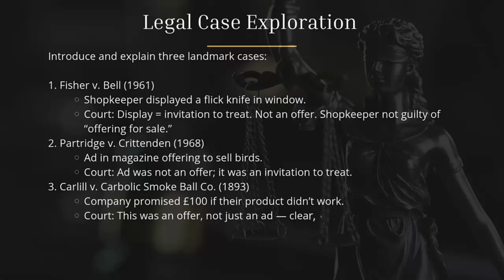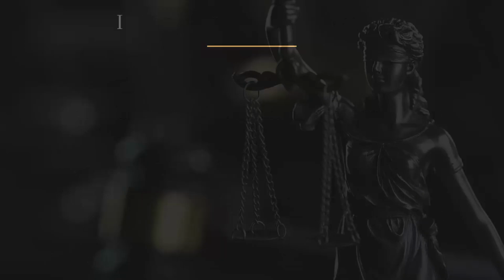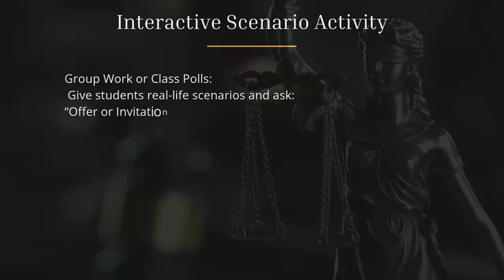Three, Carlill versus Carbolic Smoke Ball Co. The company promised £100 if their product didn't work. This was an offer, not just an ad: clear, serious, with a deposit to show intent. Ask the class: what made Carlill different from Partridge?